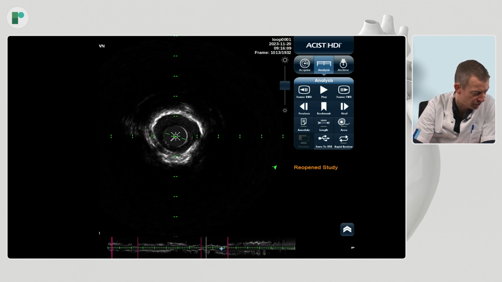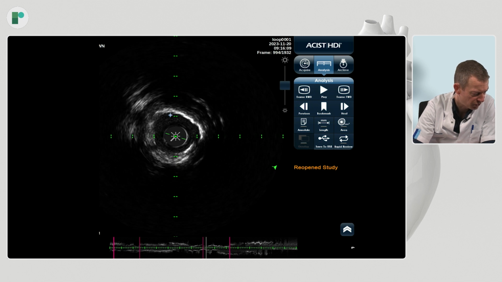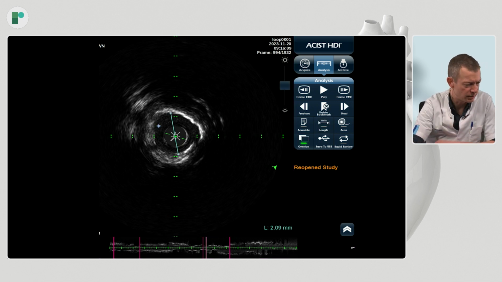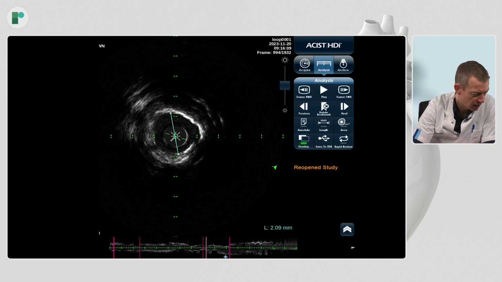Here you see reverberations, you see? You see calcium, superficial calcium, but still reverberations. And that means that this calcium is likely not so thick. And if you see that I pre-dilated with a 2.5 balloon, well, that's what you would expect. You would expect a little bit of gain and recoil after deflation of the balloon.